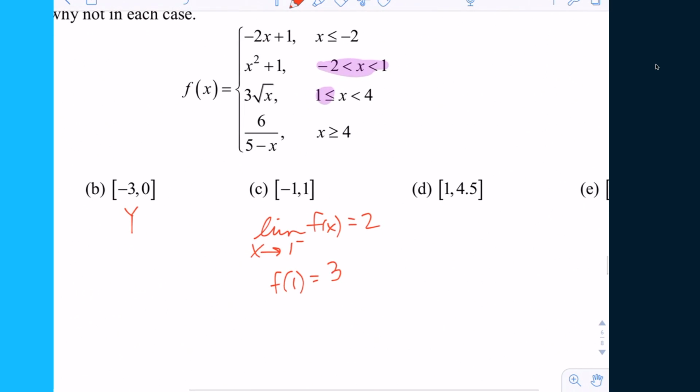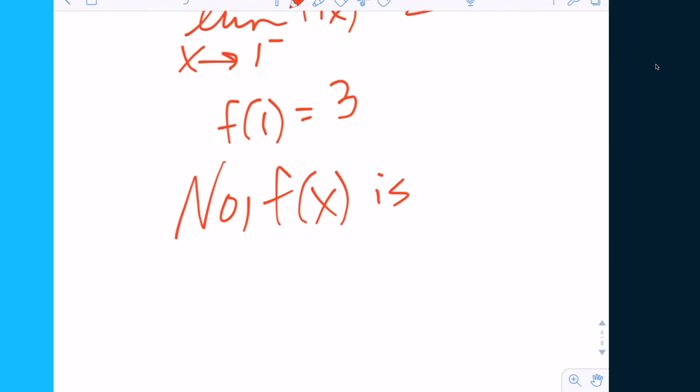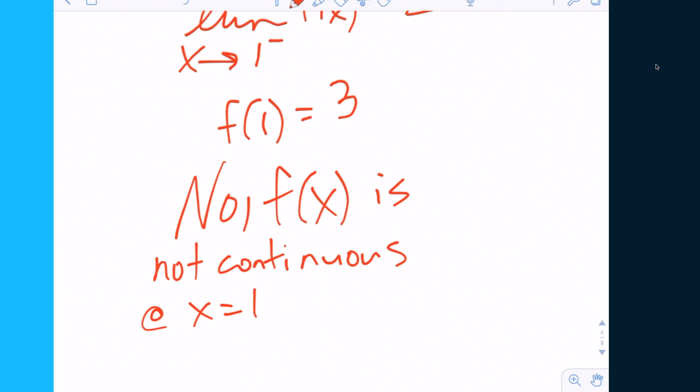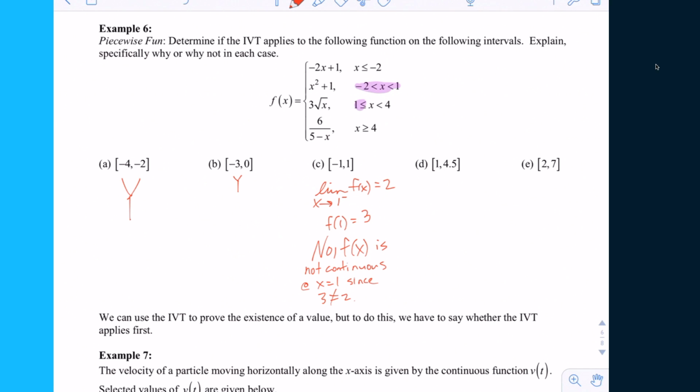No. So let's go ahead and say no for the first time. No, complete sentence, not "it," but f of x is not continuous. Where? At x equals 1, since 3 is not equal to 2. Good. It's not continuous at the right endpoint. We have the justification up there with the proper notation. And notice we're doing this analytically. We're not even looking at the graph, which is kind of how you want to be able to do it.